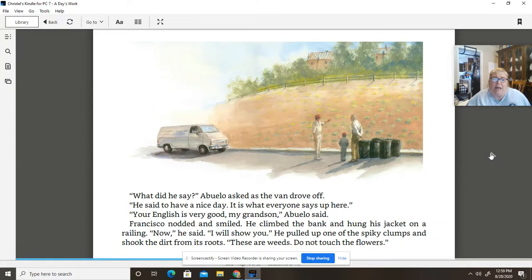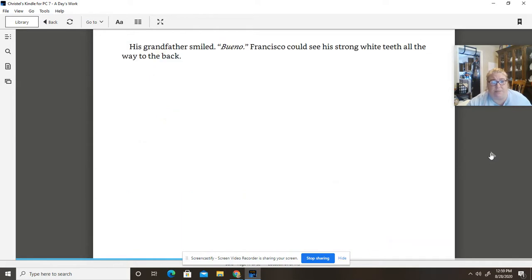"What did he say?" Abuela asked as the van drove off. "He said to have a nice day. It is what everyone says up here." "Your English is very good, my grandson," Abuela said. Francisco nodded and smiled. He climbed the bank and hung his jacket on the railing. He said, "I will show you." He pulled up one of the spiky clumps and shook the dirt from its root. "These are weeds. Do not touch the flowers." His grandfather smiled. "Bueno." Francisco could see his strong white teeth all the way to the back.